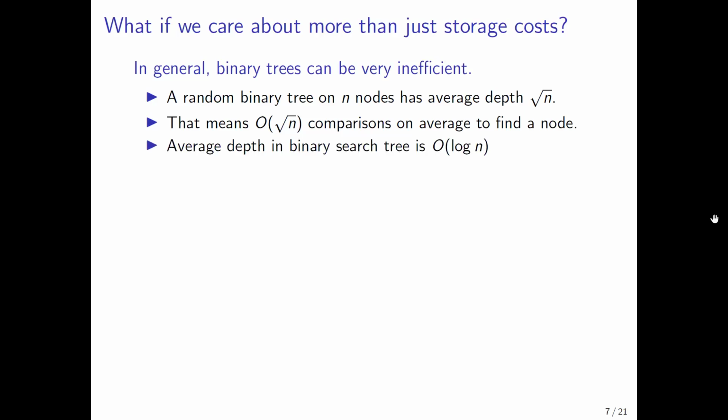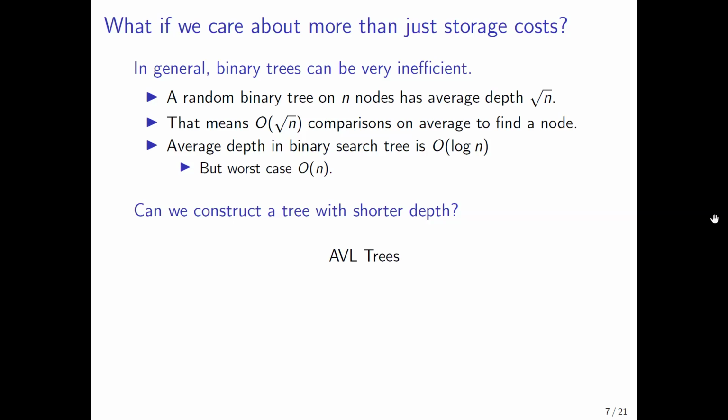And although we do have some benefit, which is that the average depth is only O of log n, the worst case could be O of n. So this could be very bad if you have some efficient operations that you want to do. So maybe we could construct a tree that has shorter depth guarantees, and that would be AVL trees.